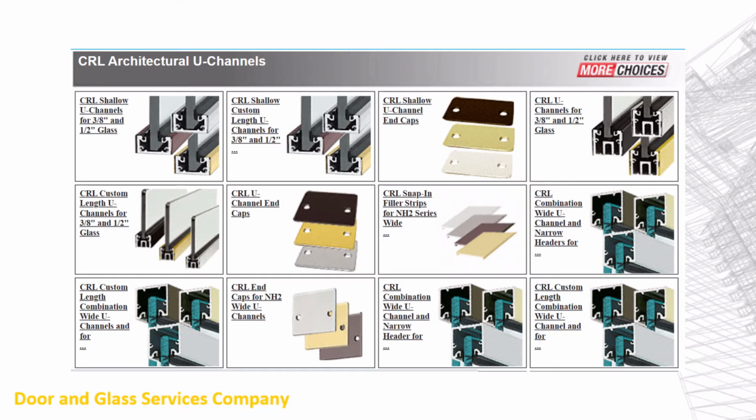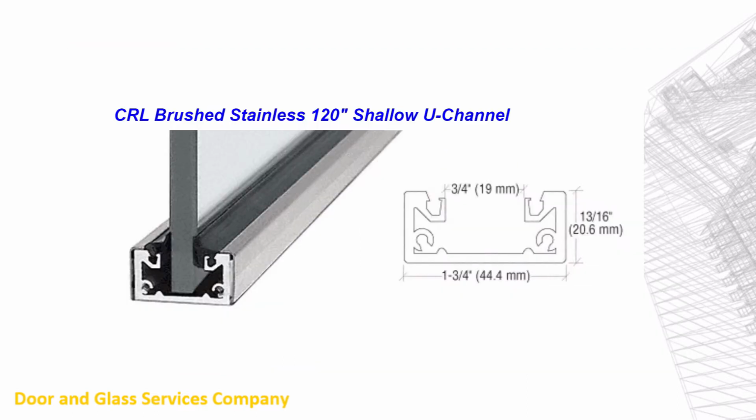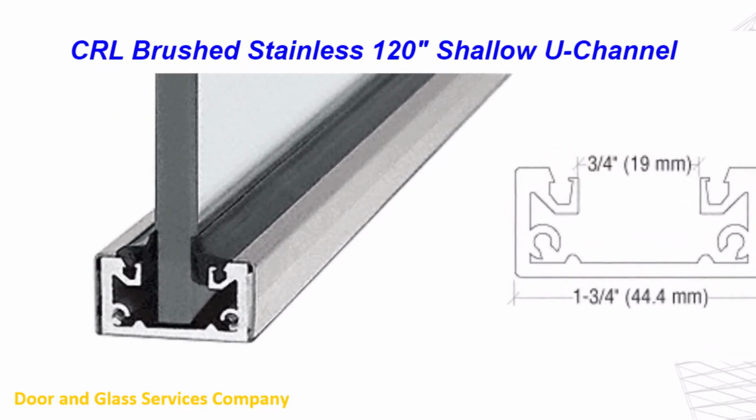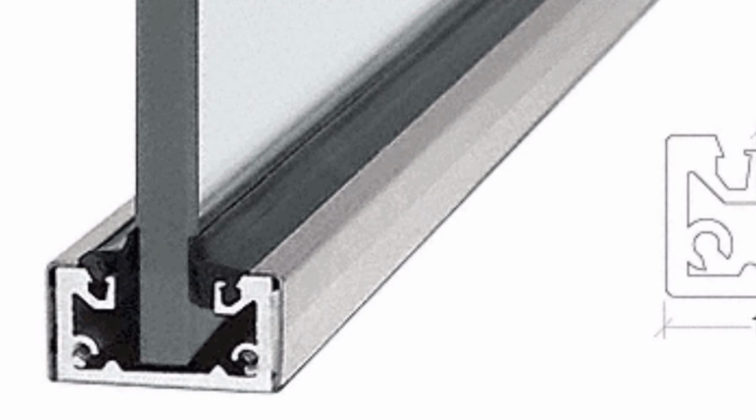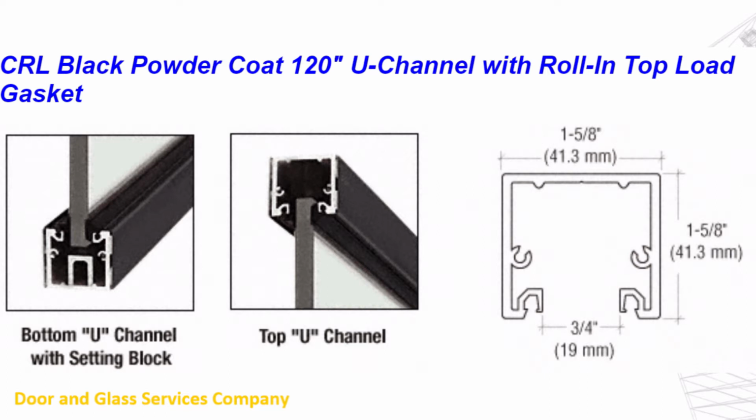CRL also offers what they call architectural U-channels. If you're looking at a product offering in terms of good, better, best, this would be a better option. These profiles are provided in anodized finishes, and they're also provided with stainless steel cladding and other metal finish types clad over the aluminum channels. They're available in what they call a shallow profile, which is 13/16 tall, and 1 5/8 tall. The shallow channel is not used at the top and the bottom because it doesn't allow a sufficient amount of glass bite.